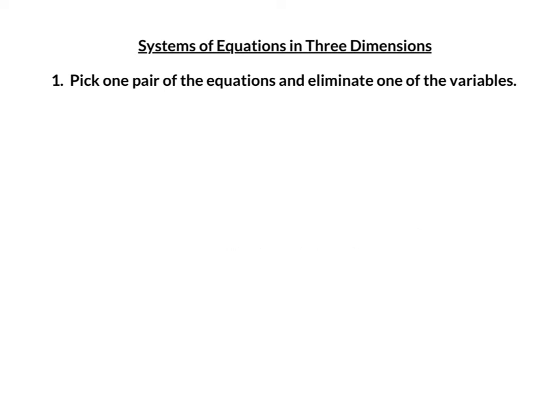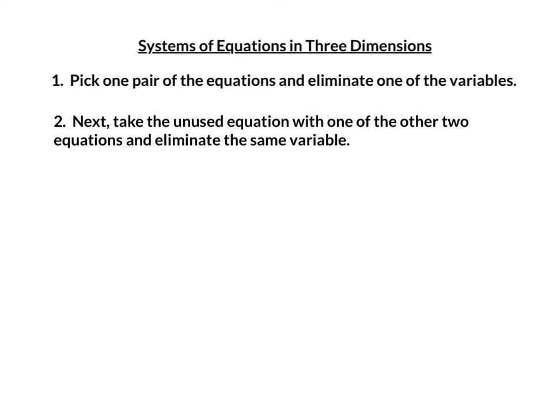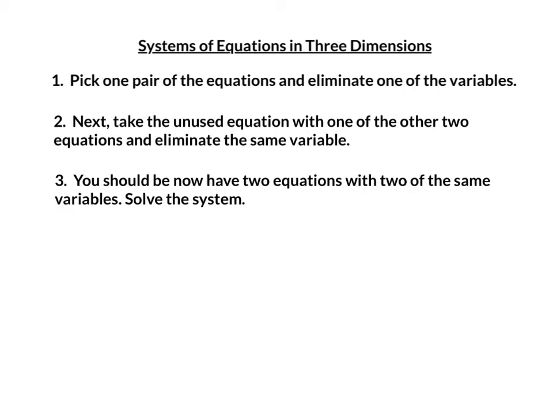Here are the steps to solve a system of equations in 3 dimensions. Pick one pair of the equations and eliminate one of the variables. Next, take the unused equation, the equation that you have not touched yet, and pick one of the other equations and eliminate the same variable. If you've done everything correctly, you should now have 2 equations with 2 of the same variables. This is what you've done before, solving a system of equations in 2 variables.